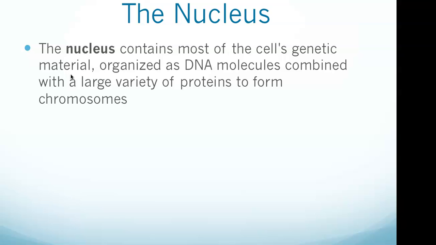The nucleus contains most of the cell's genetic material, organized as DNA molecules, combined with a large variety of proteins to form chromosomes. The genes within these chromosomes are the cell's nuclear genome and are structured in such a way to promote cell function. The nucleus maintains the integrity of genes and controls the activities of the cell by regulating gene expression.